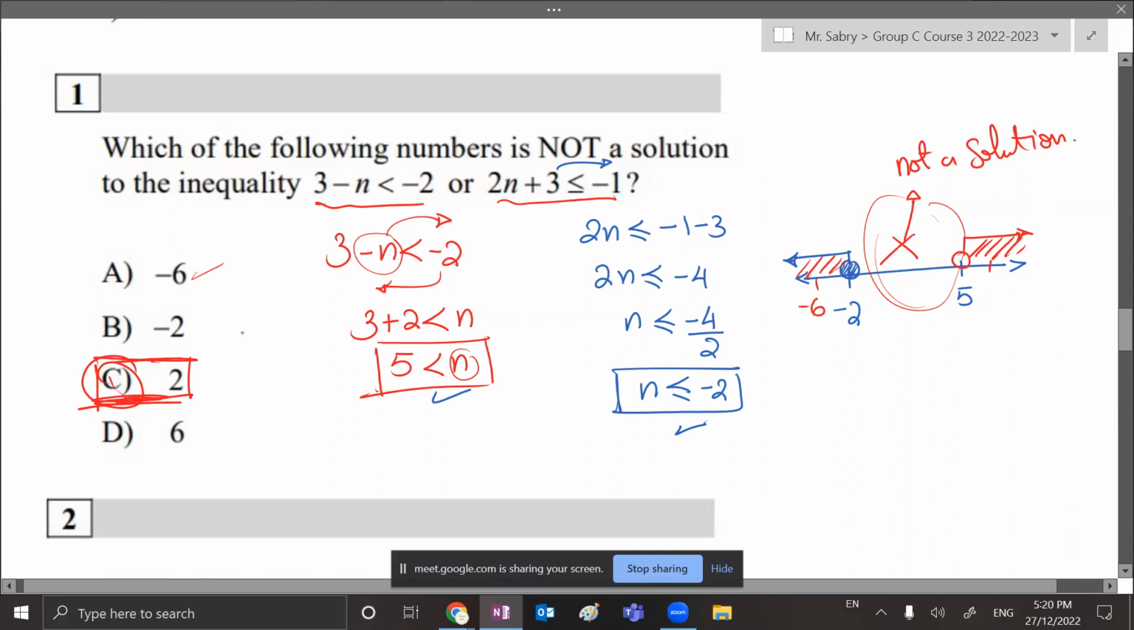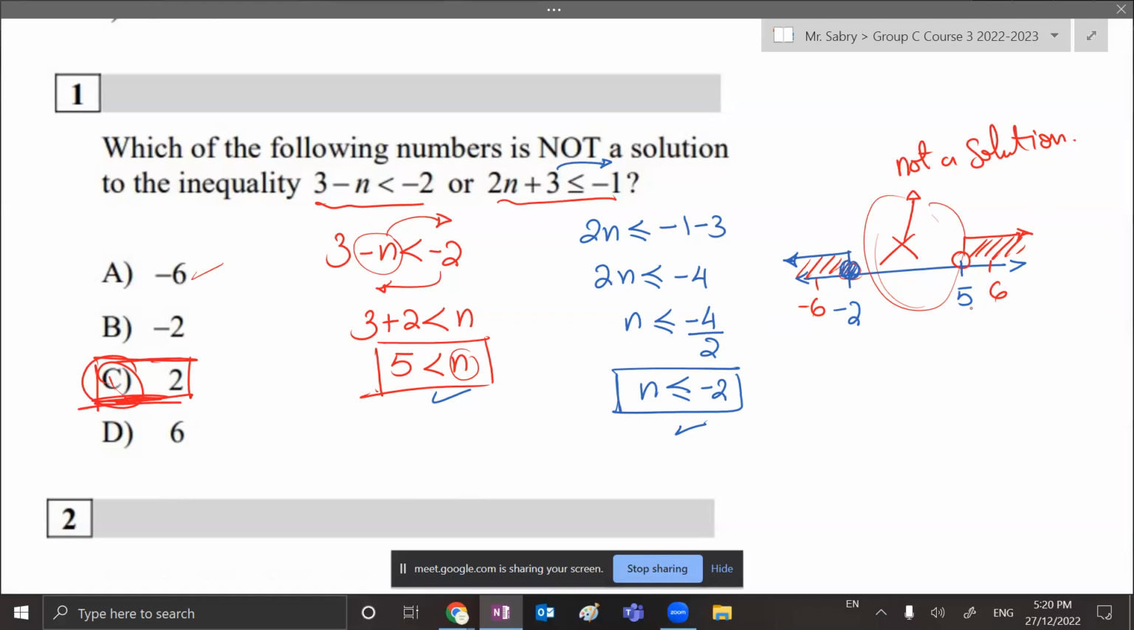It's right here. Negative 2 is this negative 2 itself, and it's shaded. The 6 is bigger than the 5. So the only number that lies in the no zone is the positive 2. Does this make sense?